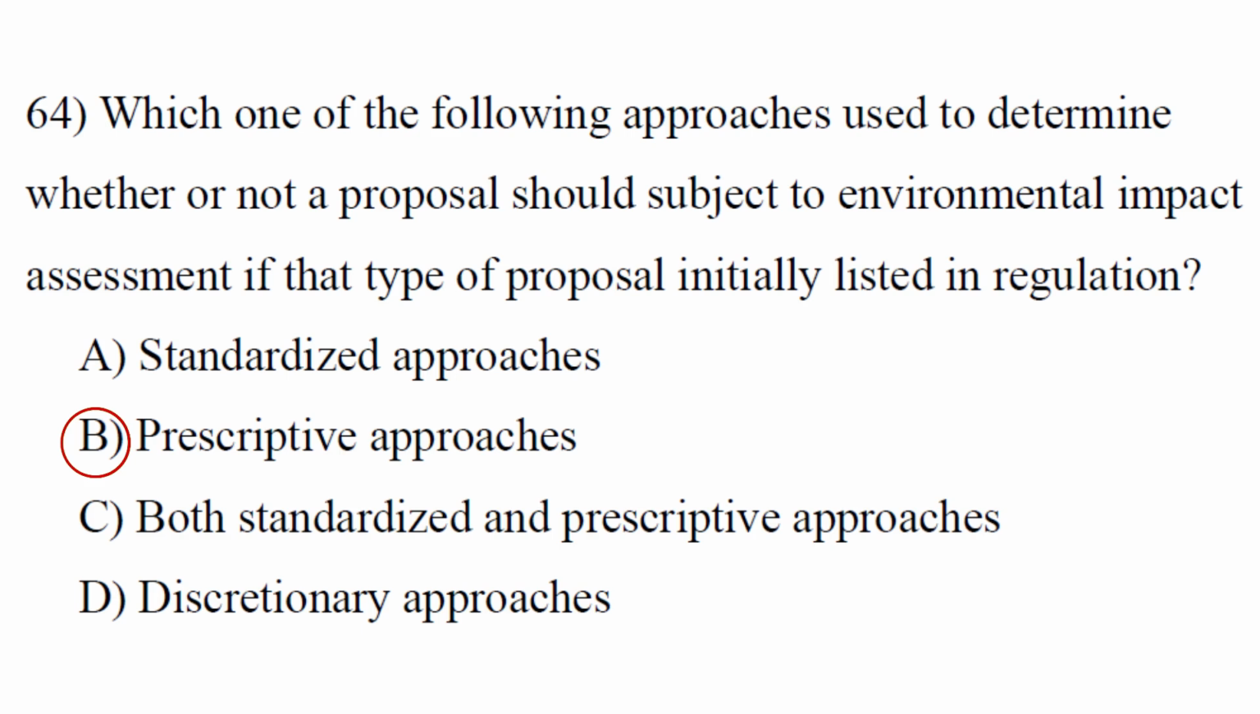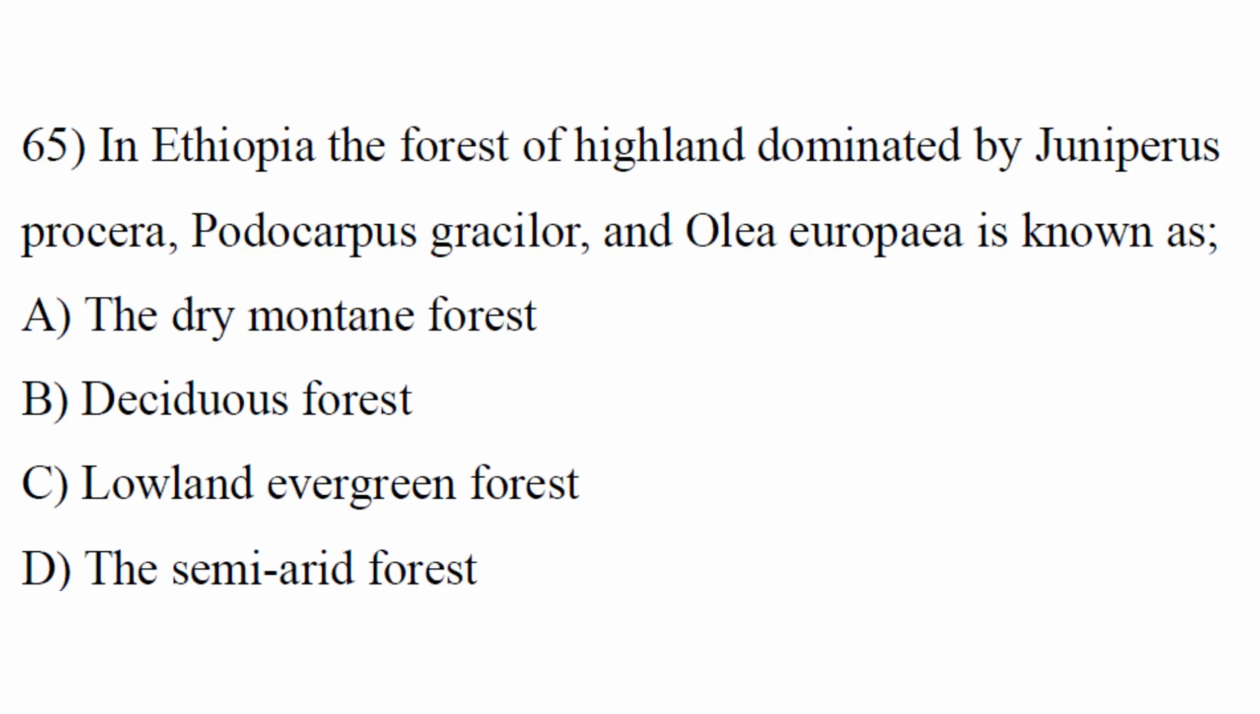Answer, B. Prescriptive approaches. 65. In Ethiopia, the forest of highland dominated by Juniperus procera, Podocarpus gracilior, and Olea europaea is known as A. The dry montane forest. B. Deciduous forest. C. Lowland evergreen forest. D. The semi-arid forest.